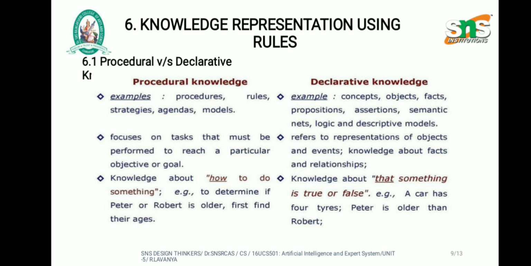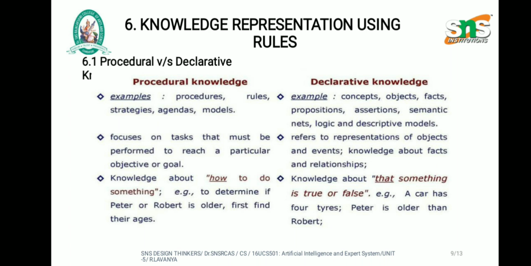Here are examples of procedural and declarative knowledge. Procedural knowledge has procedures, rules, strategies, agendas, and models. Declarative knowledge has concepts, objects, facts, propositions, assertions, semantic nets, logic, and descriptive models. Procedural knowledge focuses on tasks that must be performed to reach a particular objective or goal. Declarative knowledge refers to representation of objects and events, knowledge about facts and relationships.